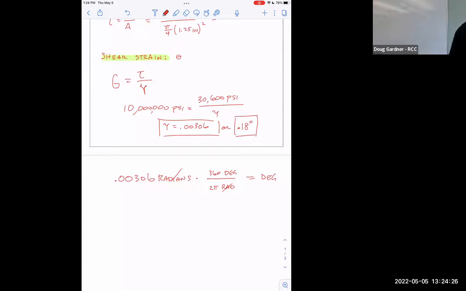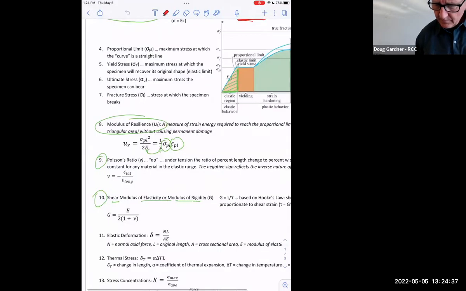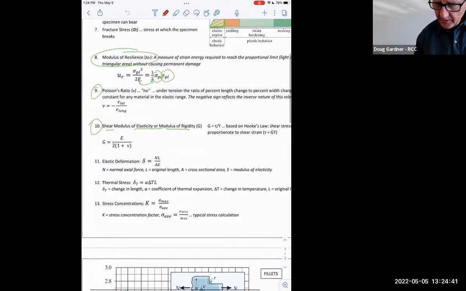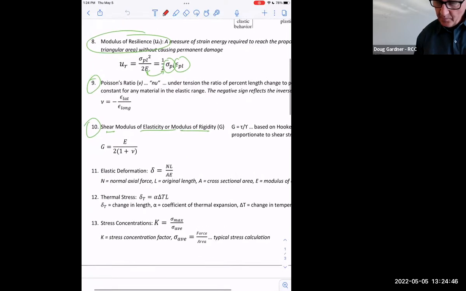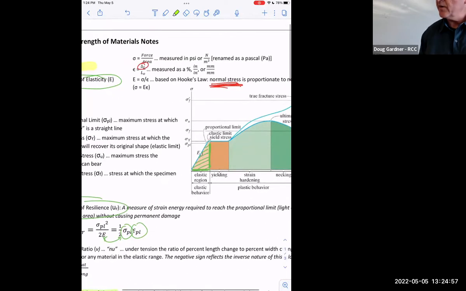Now, I don't think I assigned anything that you need this for, but look at this. This is kind of cool. This is just on your note sheet. So I'm just kind of highlighting modulus of elasticity. There's kind of two names for this that are in your book. Shear modulus of elasticity. So the original one was just modulus of elasticity, whereas this is shear modulus of elasticity.